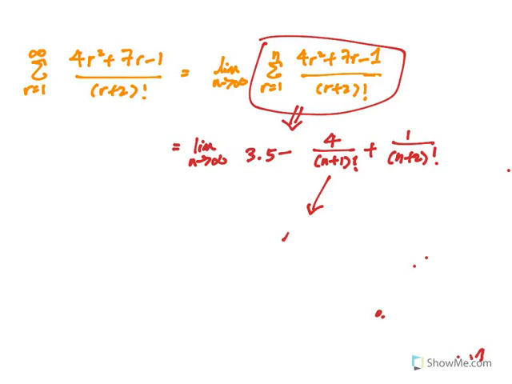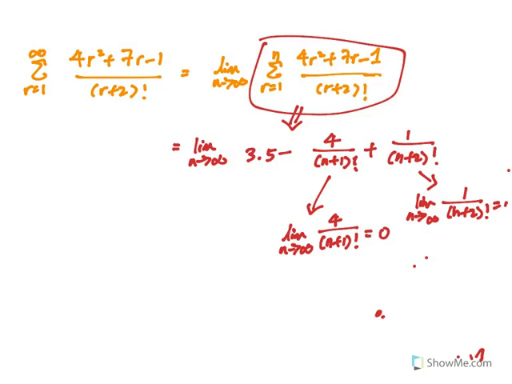Because you can say that the limit as n goes to infinity of 4 over n plus 1 factorial goes to 0. The limit as n goes to infinity of 1 over n plus 2 factorial will go to 0 as well. So what's your answer? The final answer, because this goes to 0 and this goes to 0, your answer is just 3.5. Alright, and that's the end of question 3 for your sequences and series consolidation.